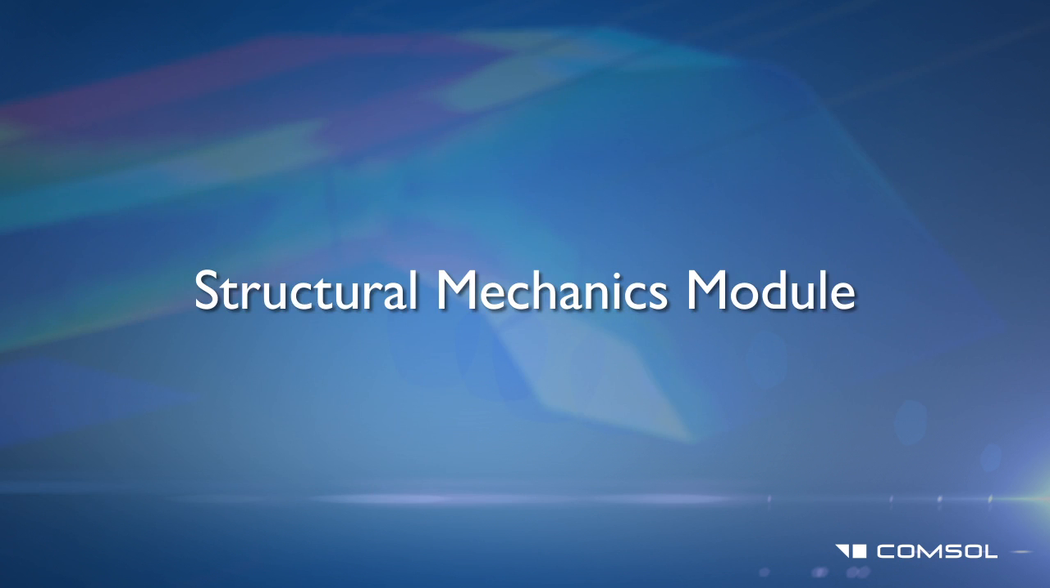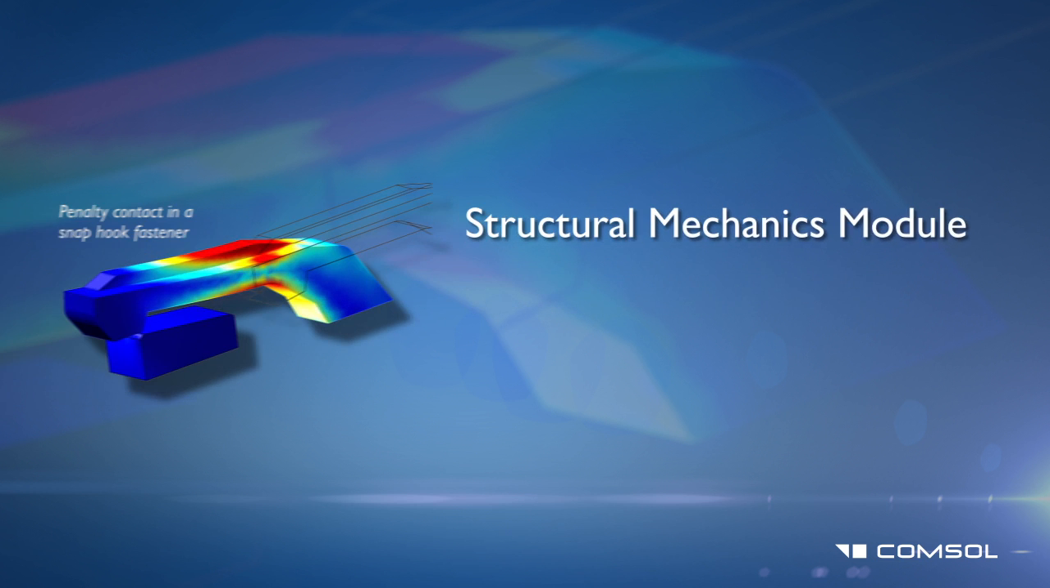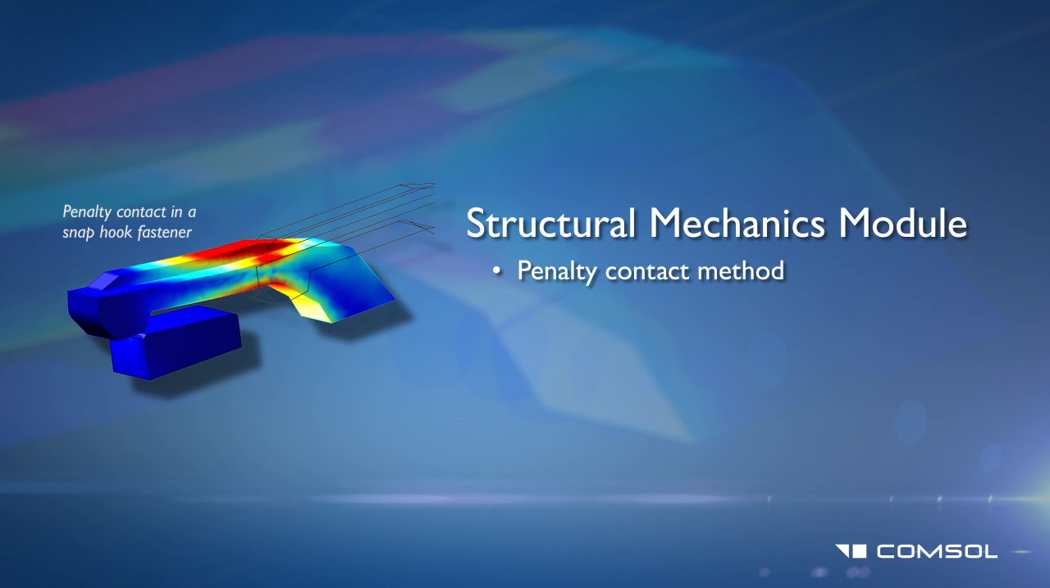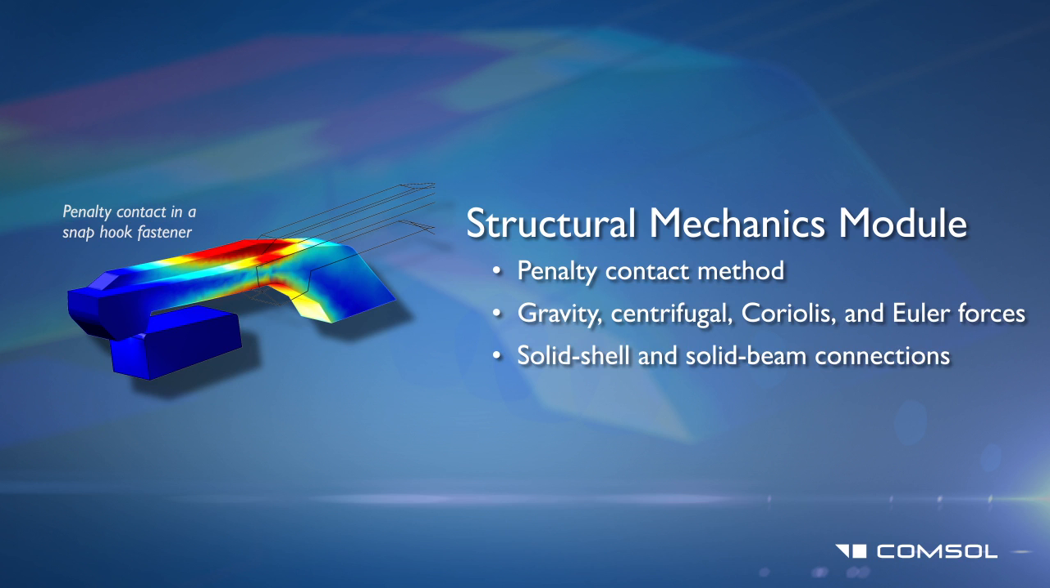A number of new features have been introduced in the structural mechanics module. This includes a new method to promote faster convergence and more robust modeling of contact through the penalty contact method. New options that make it easier to specify gravity, centrifugal, Coriolis and Euler forces. A new suite of solid shell and solid beam connections that expedite simulating models that mix these geometry types. And a reformulation of the beam element to now include the Timoshenko theory.